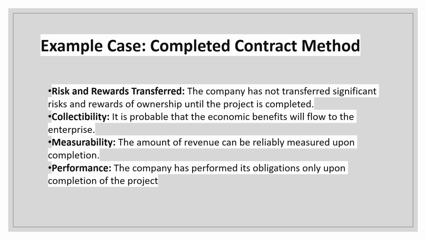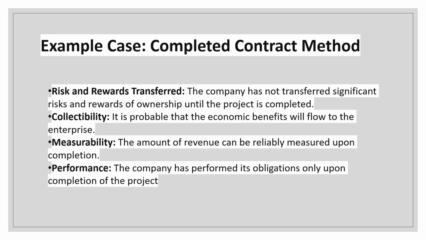So when we consider the 4 revenue criteria, risk and rewards transfer, the company has not transferred significant risk and rewards of ownership until the project is completed. Collectibility, it is probable that the economic benefits will flow to the enterprise. Measurability, the amount of revenue can be reliably measured upon completion. Performance, the company has performed its obligations only upon completion of the project.